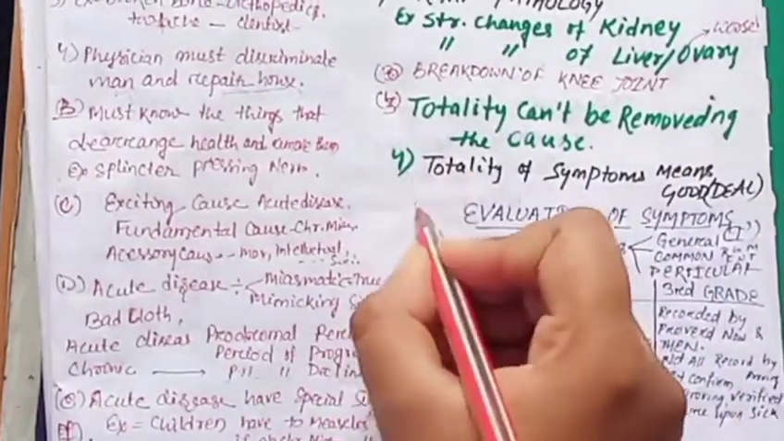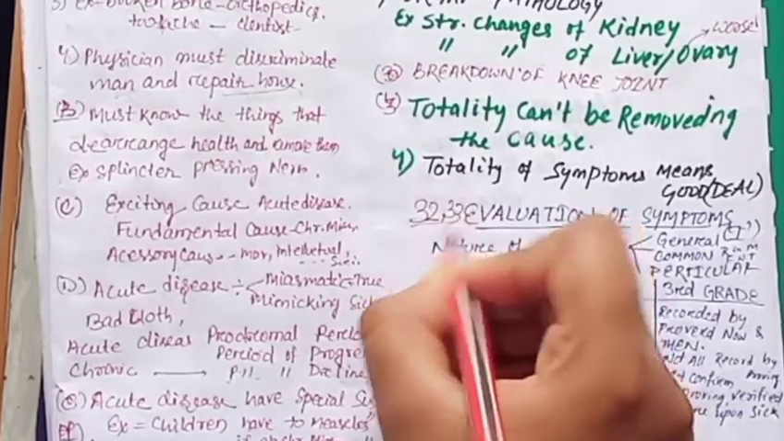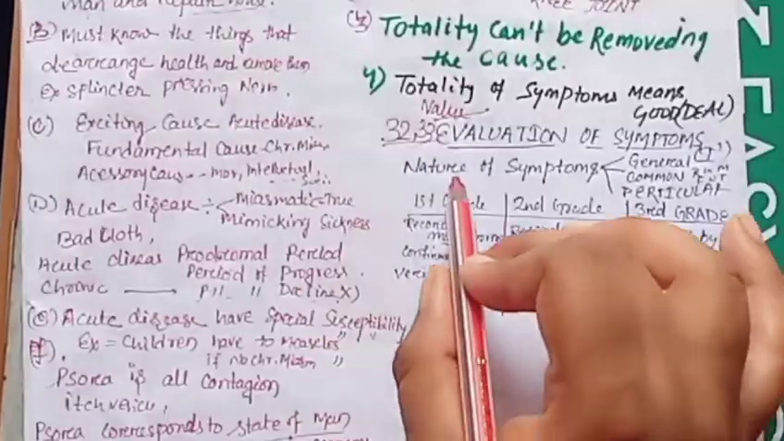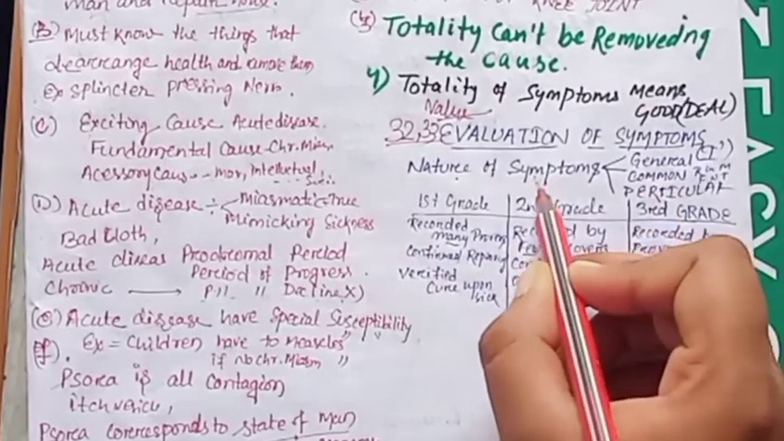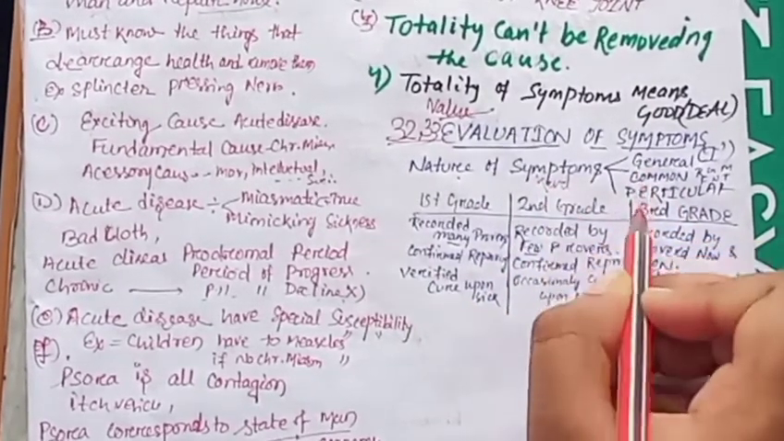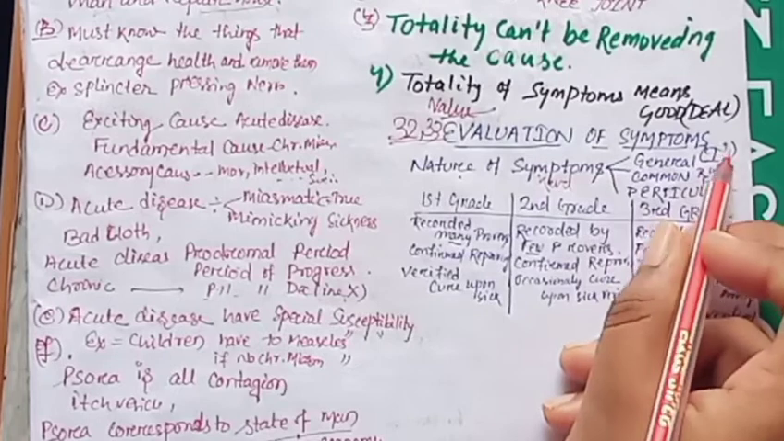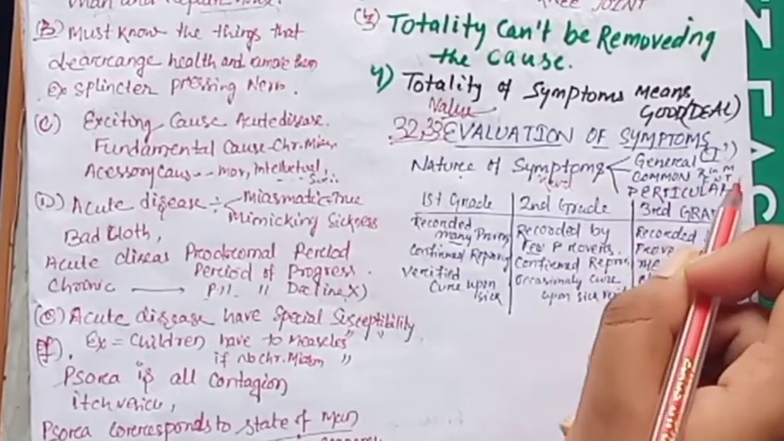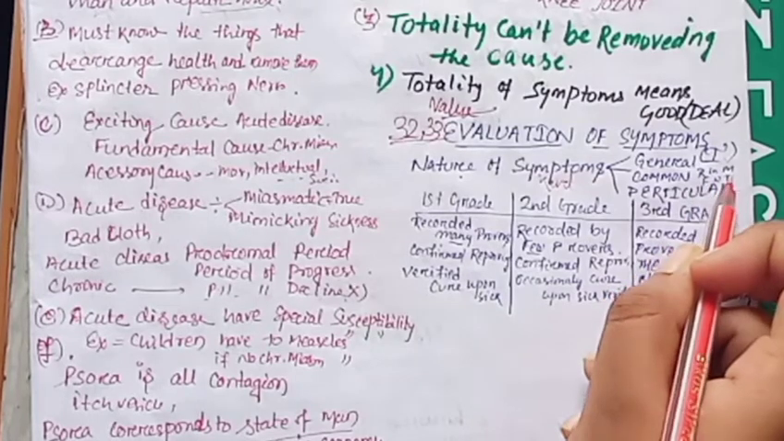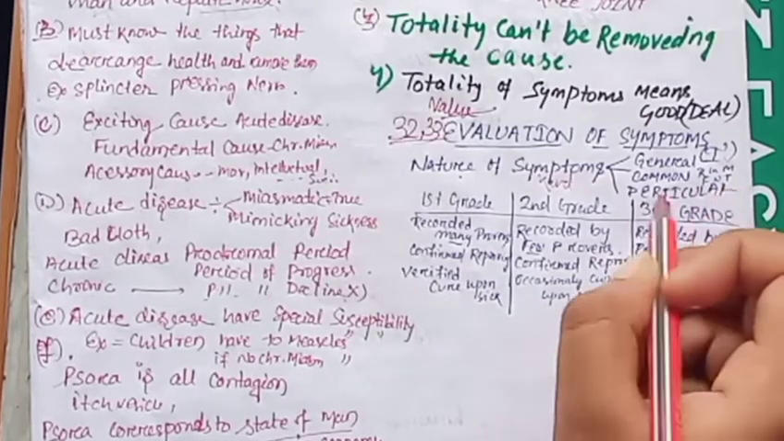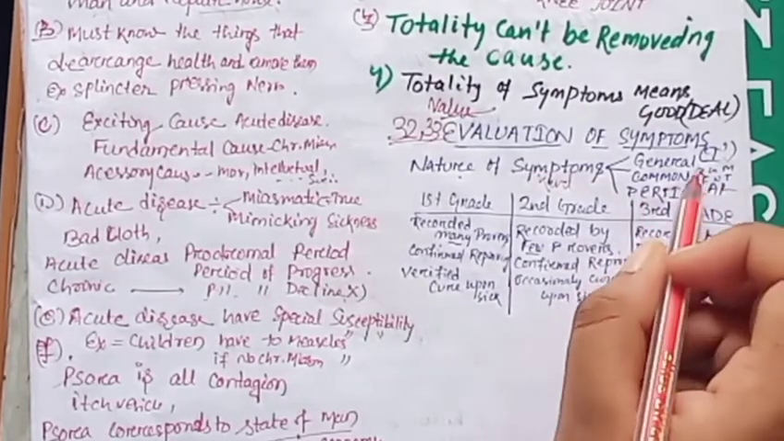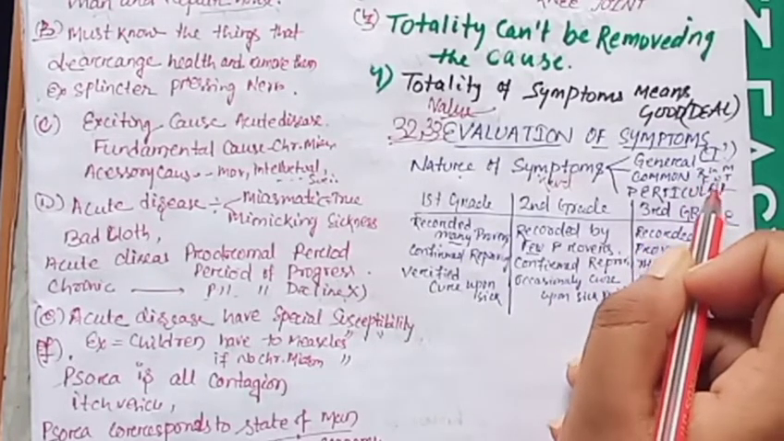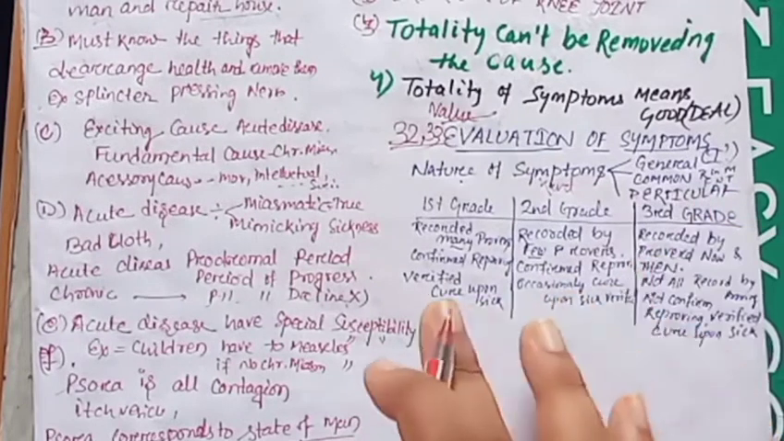Then one important thing is 33 and 32, where evaluation and value of symptoms is written. In the evaluation of symptoms you should write what is Kent's symptom classification: general, common, particular. In general, all symptoms are represented by the I. In common, there are, in measles, rashes, redness, fever with thirst. These are the common symptoms. But particular is, in measles, rash not present, fever without thirst. These are the particular cases.